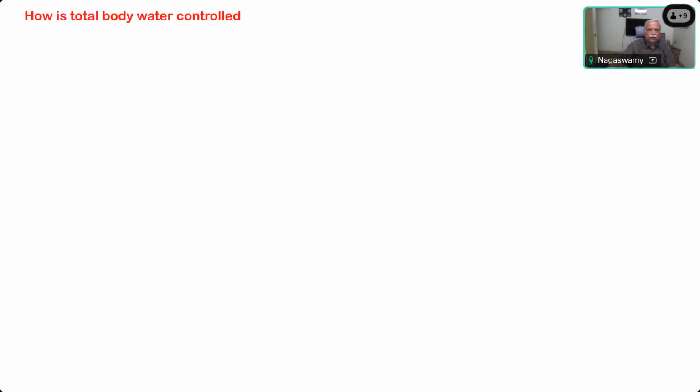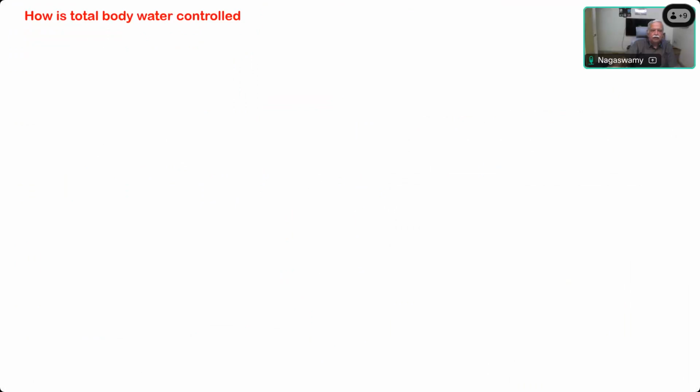How is total body water controlled? What is the percentage of body water in our adult body? 60% of total body weight, 60% in males. For a 70 kg man, how many liters of water will be there? 42 liters. Okay.